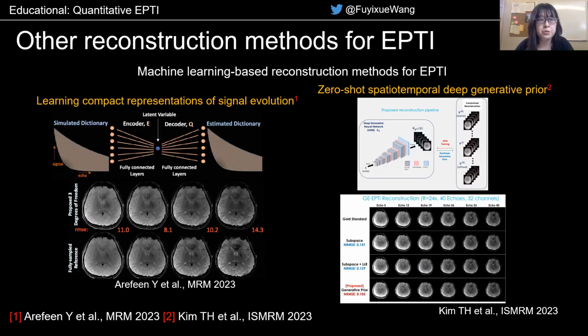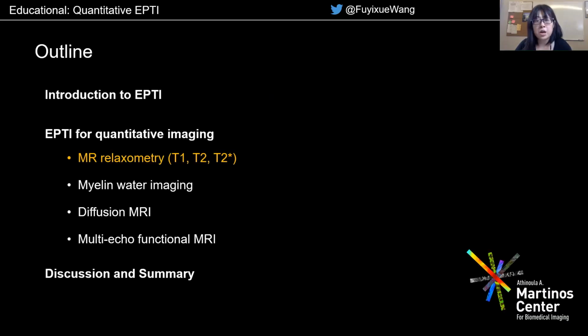There are also machine learning-based reconstruction methods developed for EPTI. For example, this work uses an autoencoder and decoder to achieve a more compact representation of the signal evolution to reduce the number of unknowns. And another study used zero-shot spatiotemporal deep generative priors to improve the constrained reconstruction. So now we've discussed what EPTI is and how it works, what the advantage of it is, and why we should use it, and also some extensions of EPTI.